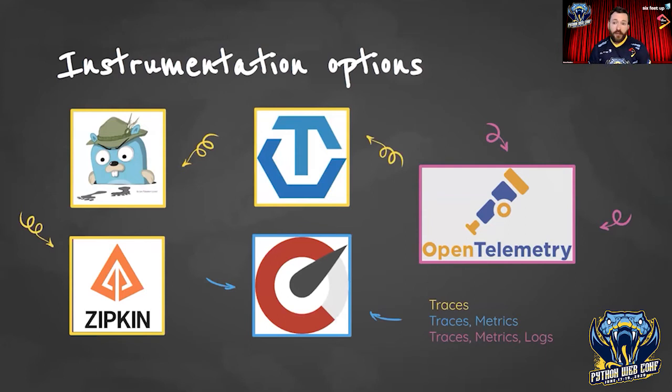They offer different things depending on what you're looking for. For example, some are only trace specific. They won't help you with metrics. Some offer a combination of things. It really depends on what you're looking for.